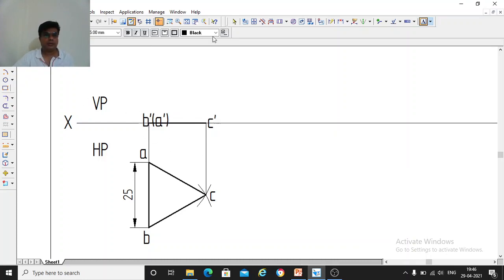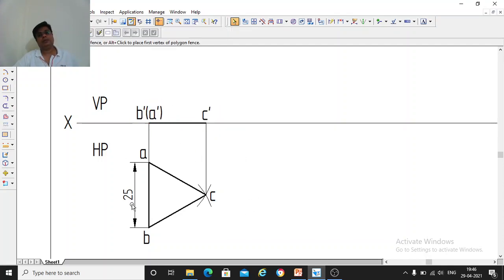So write here b dash (a dash) neatly, and c dash here neatly. So this is the top view and front view at the initial stage, at the starting stage, to satisfy the given conditions in this problem.